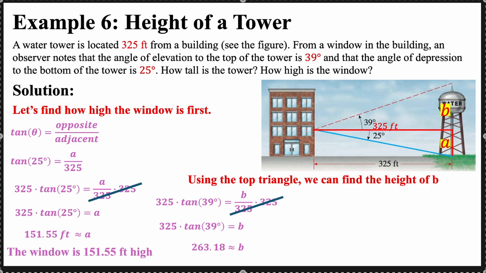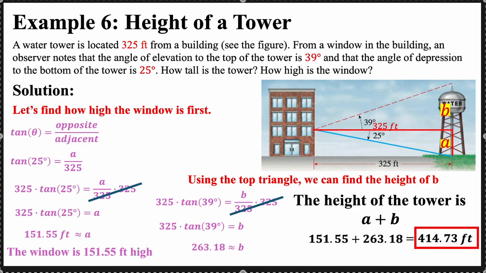263.18 feet. Now, the height of the tower, remember, the distance from the bottom of the tower to the top of the tower is the length of A plus the length of B. So that means 151.55 plus 263.18, which sums up to 414.73 feet. So we know that the height of the tower is 414.73 feet, and the height from the bottom to the window is 151.55 feet.